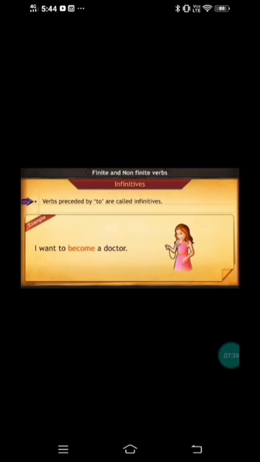Here, the verbs which are preceded by to are called infinitives. Let us see the example. I want to become a doctor. What is the verb here? Become. See, the verb become is being preceded by to. So this type of verb is called an infinitive verb. If you see any word in the sentence like to become, to fly, to do, anything of such kind, that kind of verb is called an infinitive. If you see to plus verb, then it is a non-finite infinitive verb.